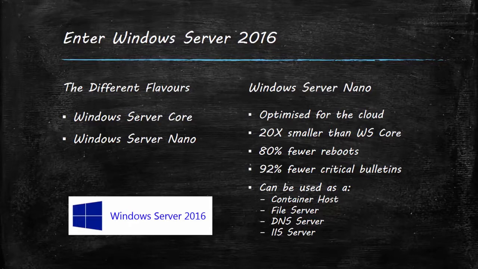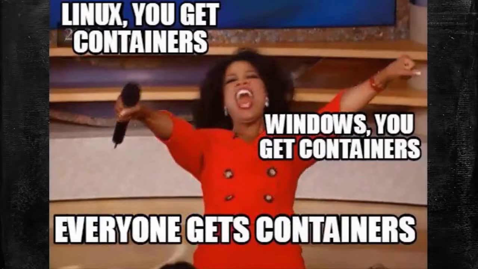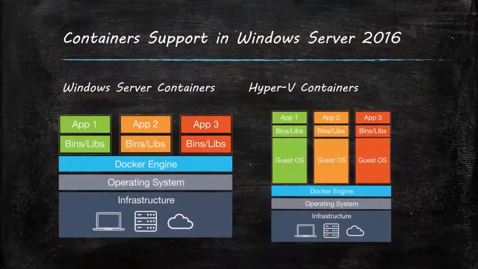So everybody gets containers. We've got Linux and Windows now both. We've got containers. Now we've got two types of containers in Windows: Windows Server containers and Hyper-V containers. I had another slide with the matrix of what's possible. All you really need to know is that Windows Server containers will run on Windows Server Core, and the only place you can run Hyper-V containers is on Windows Server Nano, essentially.